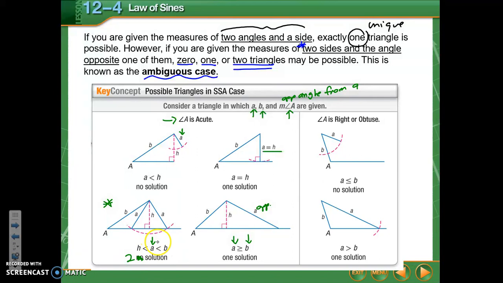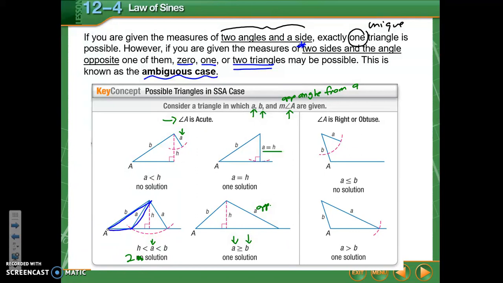If my opposite side is smaller than the other side they gave me, but bigger than the height, then there are two different triangles that I can make. I can make this triangle, right? Sorry, I'm not drawing it totally perfectly, but A could connect from here down to here, and that's fine. That's one triangle I could make. Or A can swing through and connect over here, and I can make this triangle.